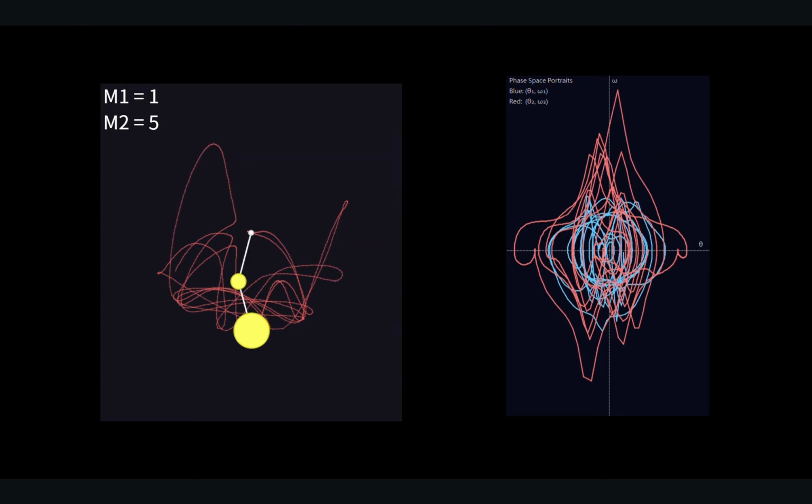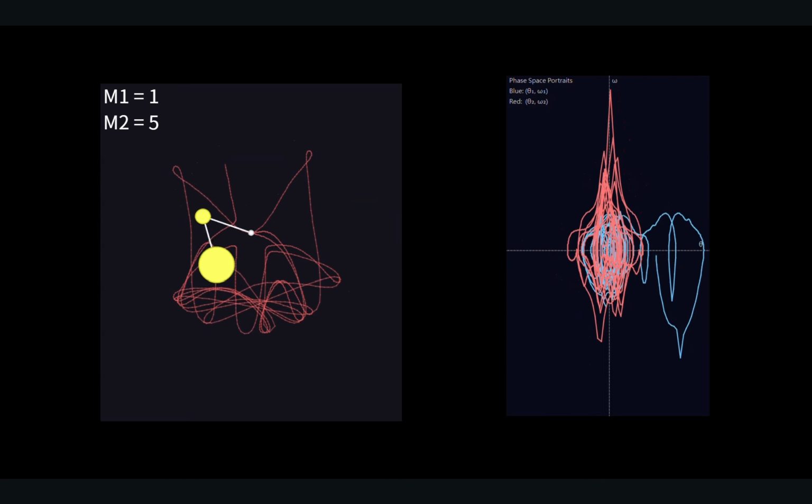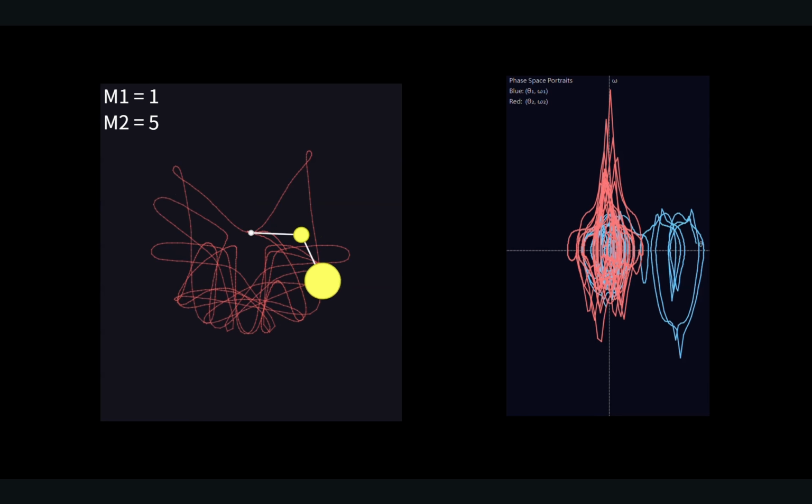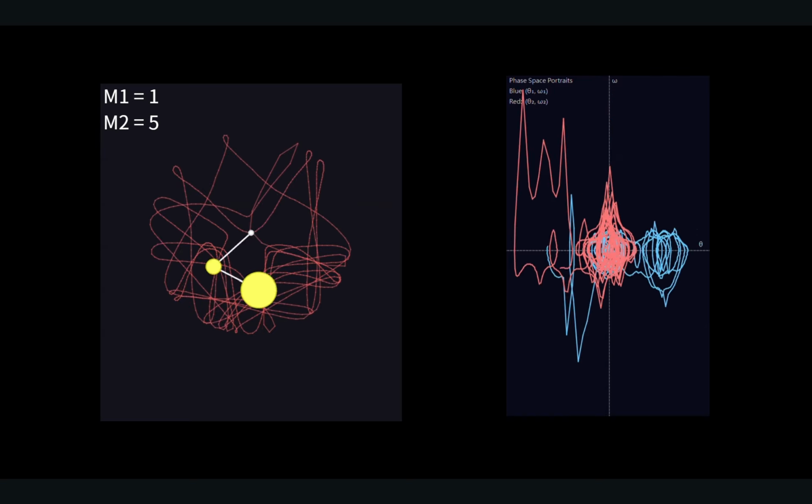Through these demonstrations, we can clearly see why the double pendulum is considered a chaotic system. The animation, the parameter controls, and the phase space diagrams together help visualize how complex the motion becomes, even though the system is governed by simple physical laws.